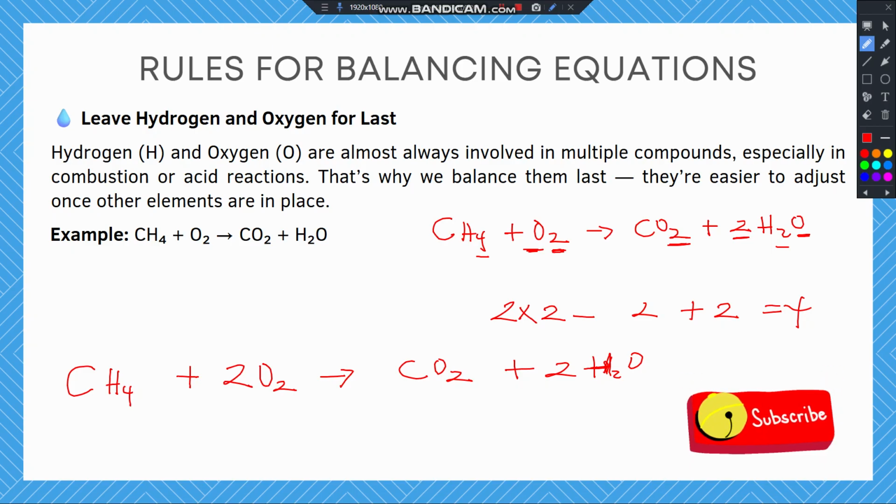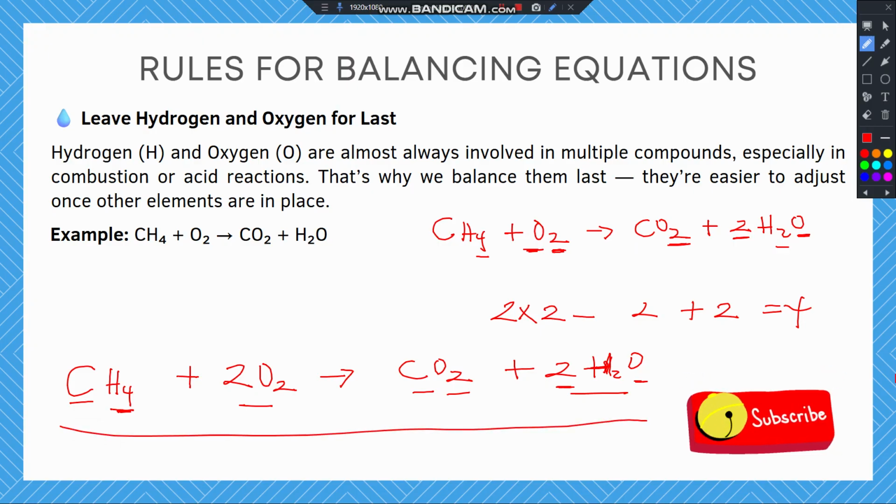On the left hand side, we have one carbon atom, and on the right hand side, one carbon atom. On the left hand side, we have 4 hydrogen atoms. On the right hand side, we also have 4. On the left hand side, we have 4 oxygen atoms, and on the right hand side, we have 2 here and another 2 here because of this coefficient of 2. So it is balanced. So this equation becomes our final and balanced equation. This is it over here.